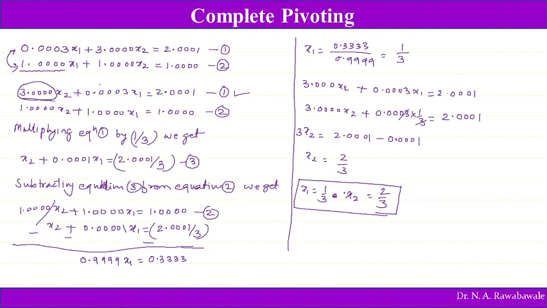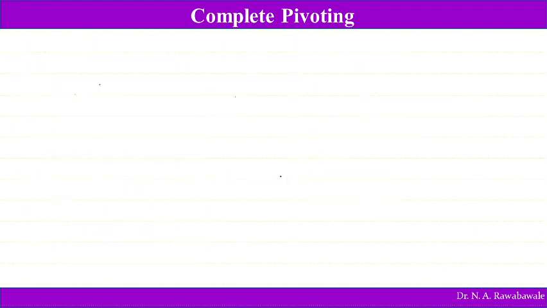So in case of complete pivoting, rows are interchanged, and along with the rows, columns are also interchanged. That is known as complete pivoting. Now coming to the scaling, we will see what this scaling is. Now we will consider one example.